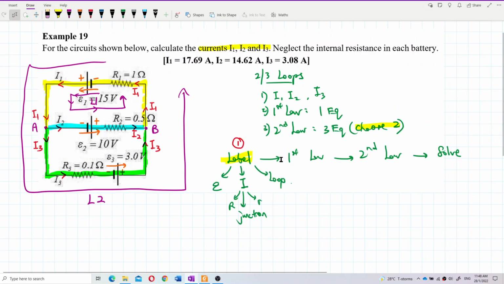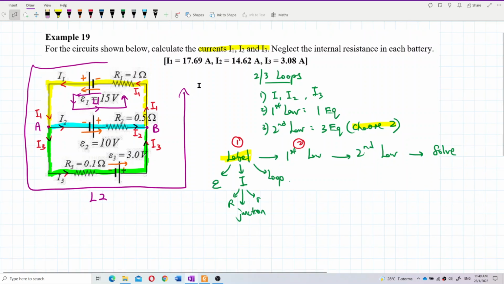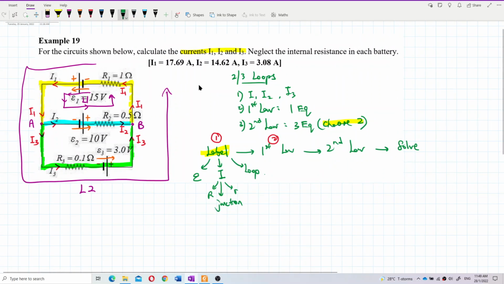Okay, so right now I've done labelling the loop, the EMF, the current at all the resistors and all the junctions, and the internal resistance, if there is any. I've also labelled the loop direction. So now I can easily build equations for the first law and second law. Now is the second step: do the first law. Build the equation for the first law.